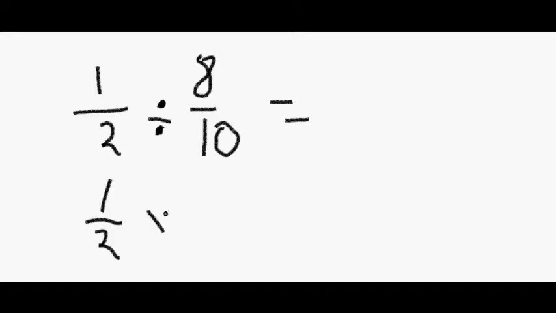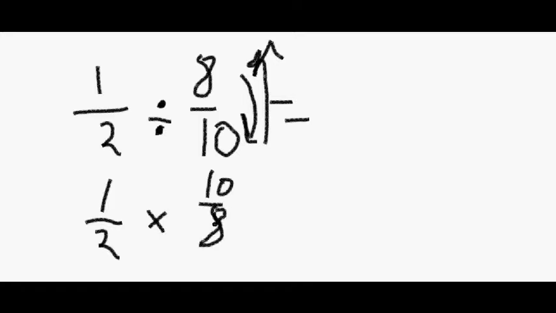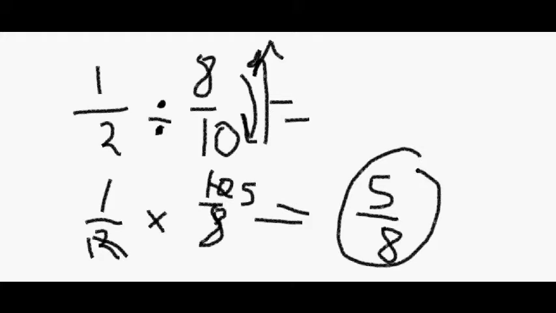Now, if it's division, we first have to change the problem to a multiplication problem. So you have to multiply by the inverse. So this becomes 1/2 times, you switch the numbers around, 10 over 8. Then you work it out. Same thing, you can reduce. 2 goes into 10 5 times. Done. 5 can't go into 8. So the answer is 5 over 8.